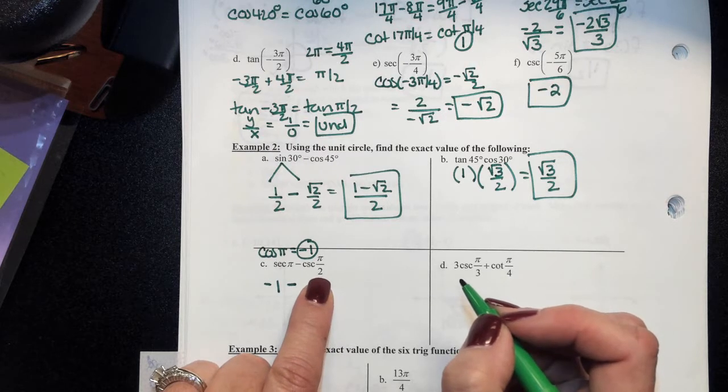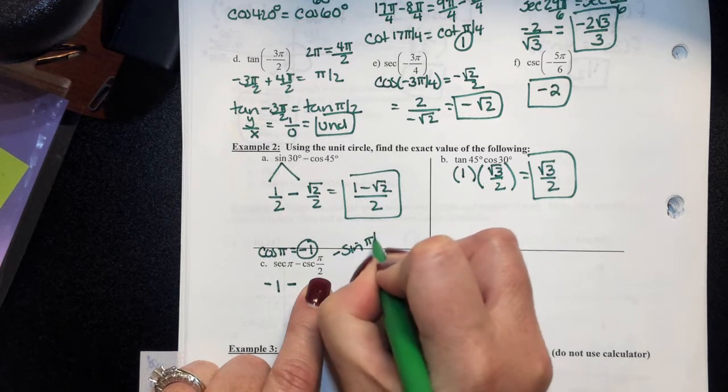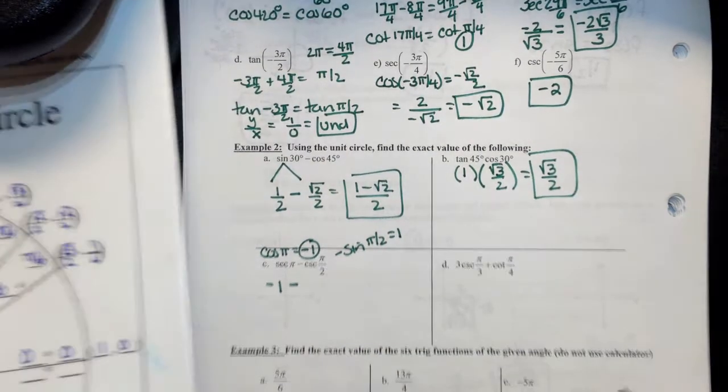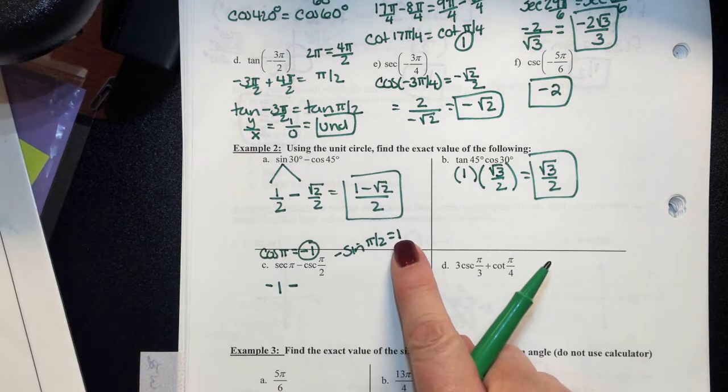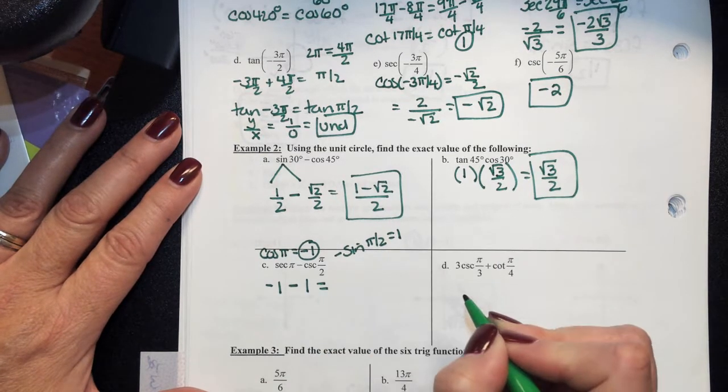Well, cosecant is reciprocal of what function? Sine. So the sine of pi over 2. Sine of pi over 2 again is 1, because remember, sine is the y coordinate. What is the reciprocal of 1? The reciprocal of 1 over 1 is going to be 1. So what is negative 1 minus 1?